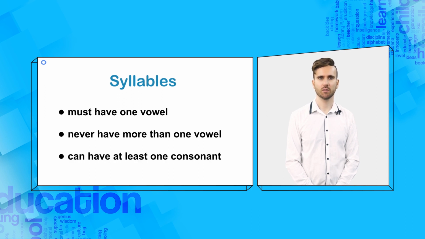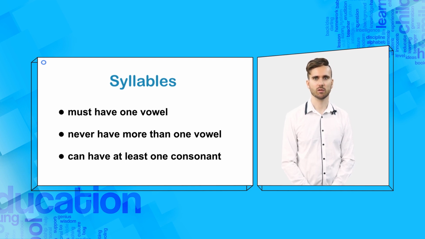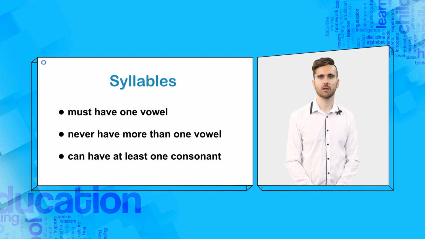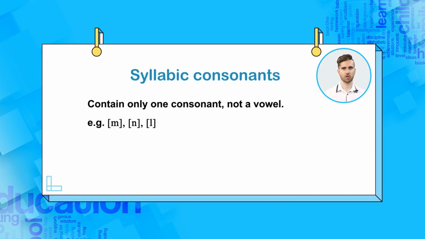3. A syllable can also have at least one consonant. But in fact, some syllables have 4 consonants, like nounced in pronounced. Actually, Rule 1 is correct for only 99% of syllables, because some syllables contain only one consonant and not a vowel. These are called syllabic consonants. In English, the consonants n, l can be syllabic consonants.